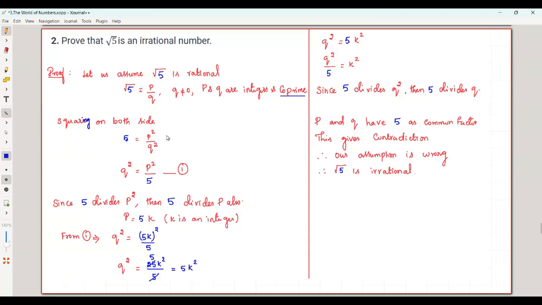Okay, root 2, root 3, root 5, root 7, everything is the same. Only the number has to be changed. This is a very important question in grade 10th, first chapter. You also can check.